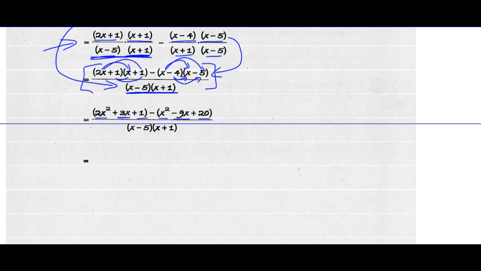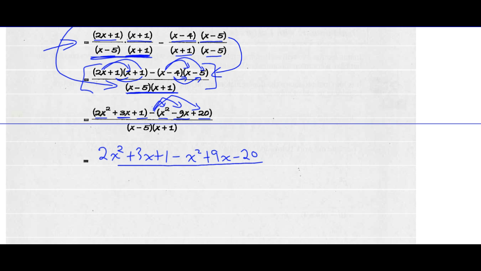I now want to eliminate the brackets. 2x squared plus 3x plus 1. To get rid of the brackets, they just fall away. But the second set of brackets must get multiplied by this negative sign to get rid of the brackets. So the negative of x squared and the negative of minus 9x makes that a plus 9x. And the negative of positive 20 makes that minus 20. And that's all over my common denominator of x minus 5 times x plus 1.